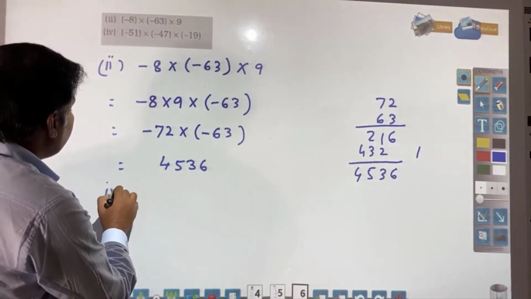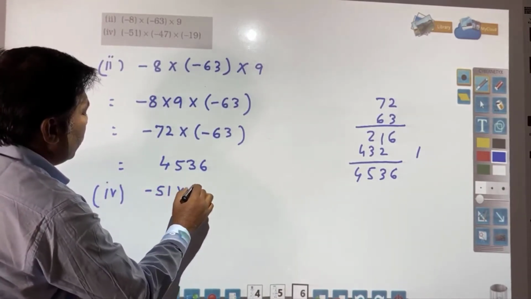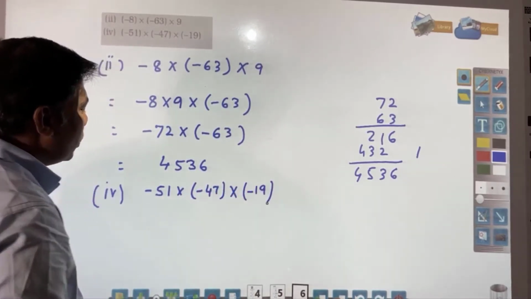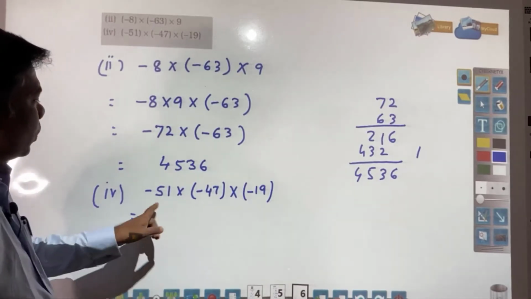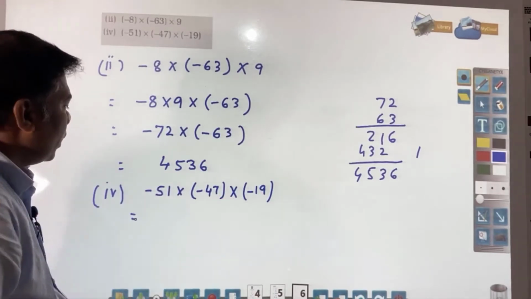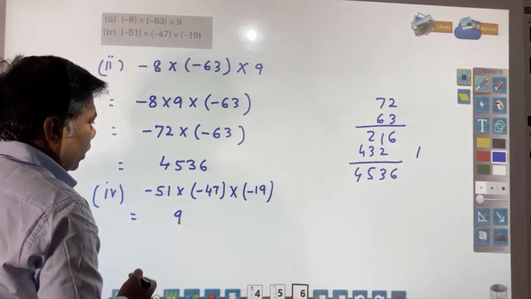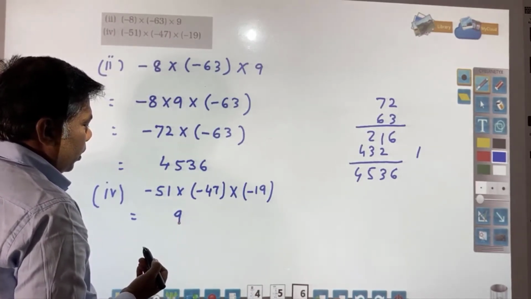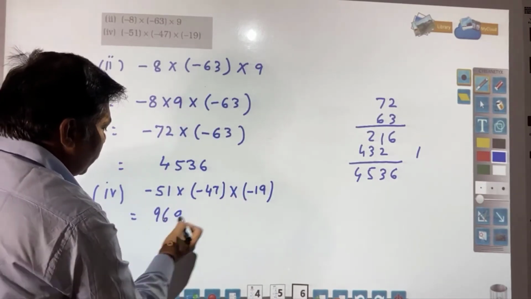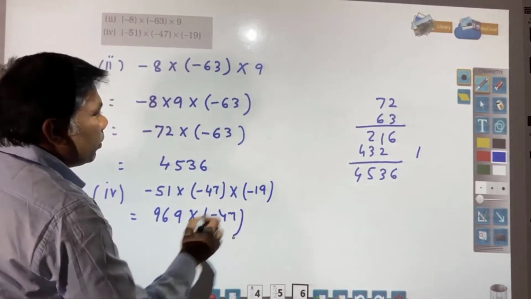Next you see, minus 51 into minus 47 into minus 19. Here also, just multiply minus 19 and minus 51. Easily you can multiply. 19 1s are 19, 9 you will have, and 19 5s are 95, and 1 is 96... Minus and minus will be plus, and into minus 47. This you need to multiply.